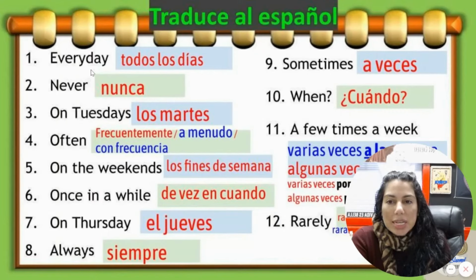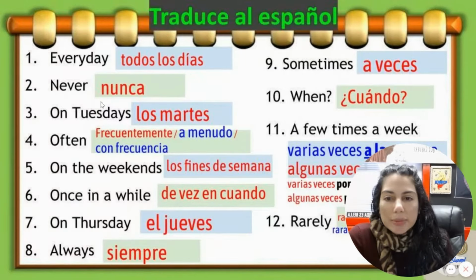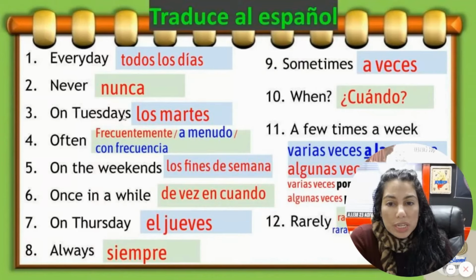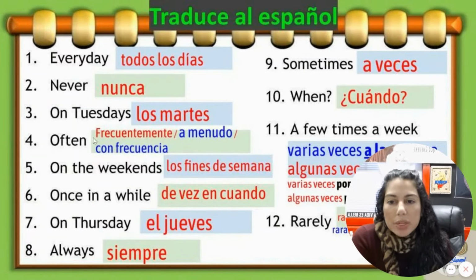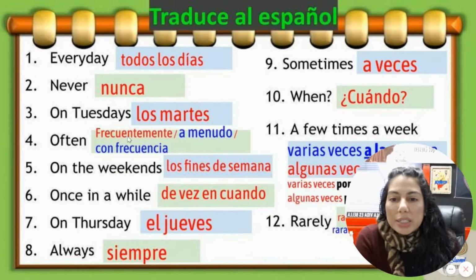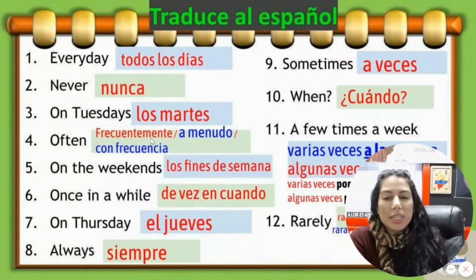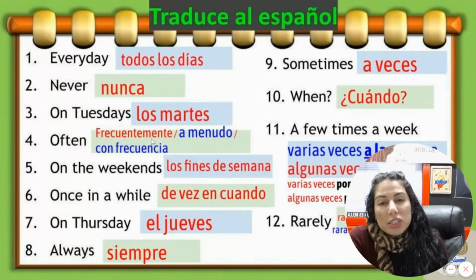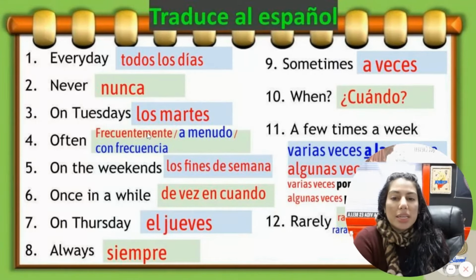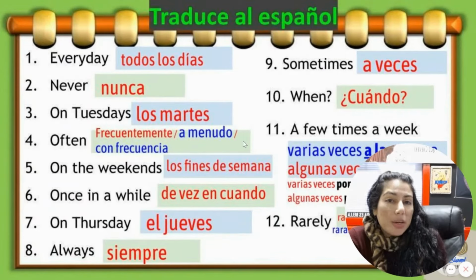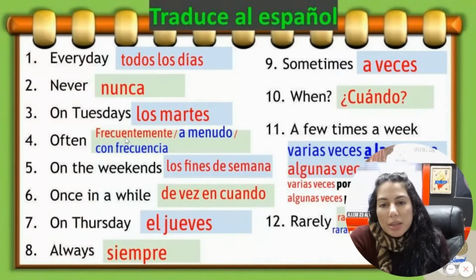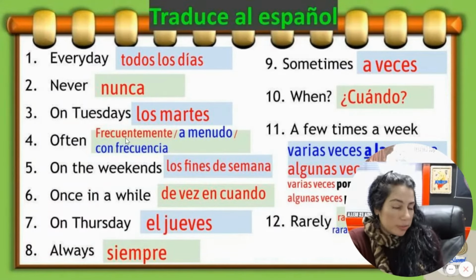So words like this. Every day is todos los días. Never es nunca. On Tuesdays, los martes. So if you want to say I go to school on Tuesdays, you would say voy a la escuela los martes. Often, there are 3 words you can use. One is frecuentemente, which means also frequently in English. So that mente in English is the equivalent to ly, like when you say frequently, and then you put the ly to make the adverb. So you can say frecuentemente, or you can say a menudo, or con frecuencia. So either one of those mean often. So if you want to say voy a la escuela con frecuencia, I go to school pretty often, or whatever.